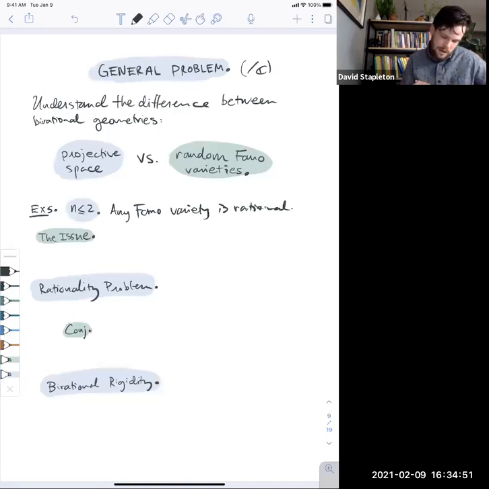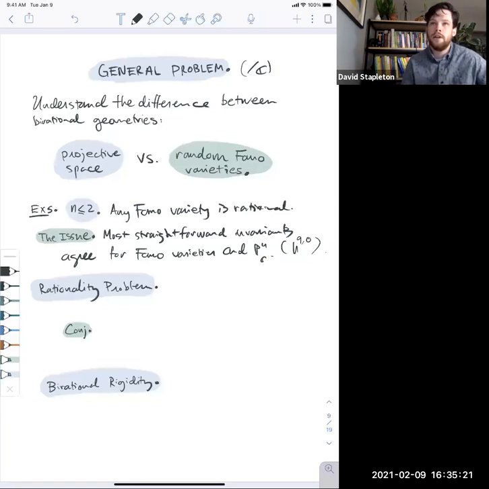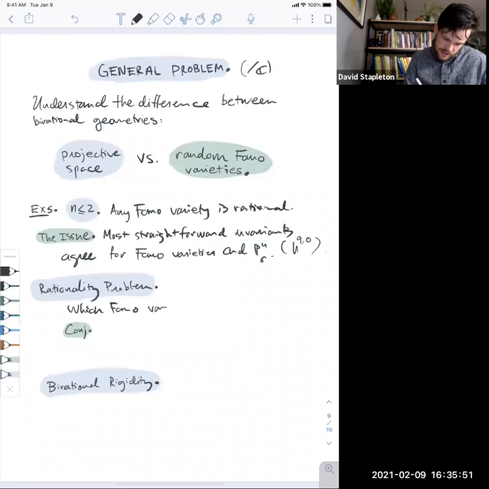And one of the main issues is that most straightforward birational invariants agree for Fano varieties and projective space. So for example, H^q(O) is a birational invariant and it vanishes for Fano varieties and projective space. So there's a lot of ways we can sort of compare and contrast the birational geometry of rational varieties or projective space with a random Fano variety. Sort of the most straightforward problem is you can ask which Fano varieties are rational. This is the rationality problem.